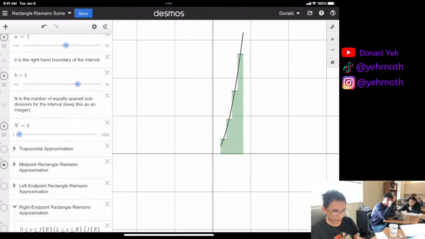Do you also see midpoint? Kind of like there's some over, some under, some over, some under. They kind of make up each other. So it's actually a very good approximation. The most precise one, I think, is the trapezoid.